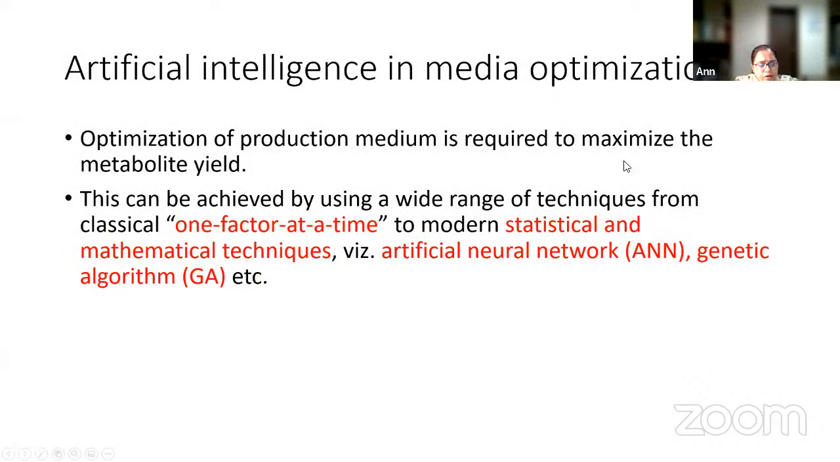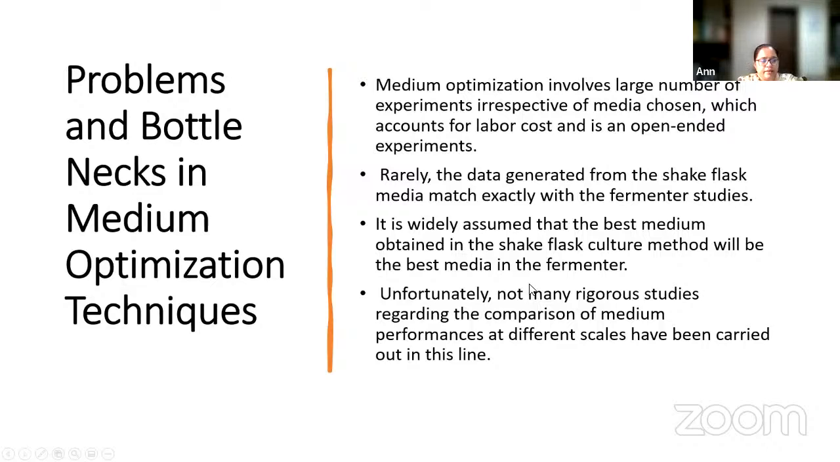database. People are also using a whole lot of artificial intelligence in media optimization, wherein the entire focus is towards the metabolite yield. So optimization of the production medium is done towards the metabolic yield, and the techniques being used are one factor at a time, and modern statistical methodologies like genetic algorithms and artificial neural networks. The problem associated here is that the range of experiments that you have to do is very huge, and from the isolation of the organism to the final medium that you are using for growth and fermentation, this may not be the same. At each point, we need to do media optimization for the growth of the particular organism.